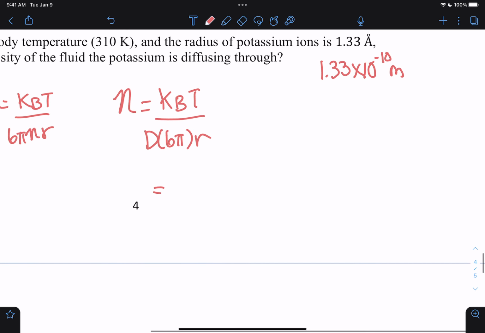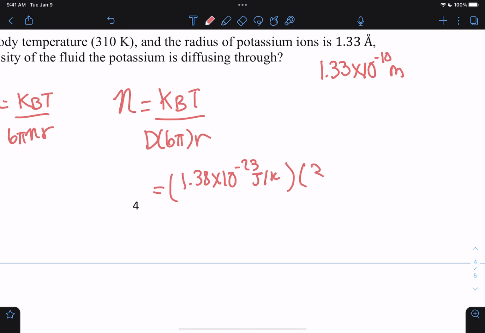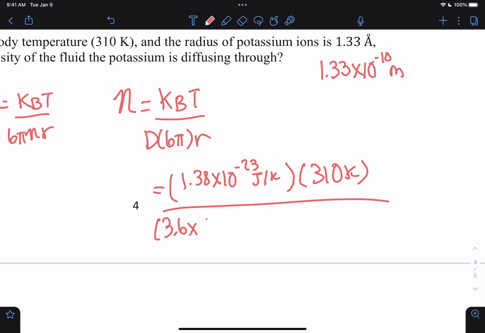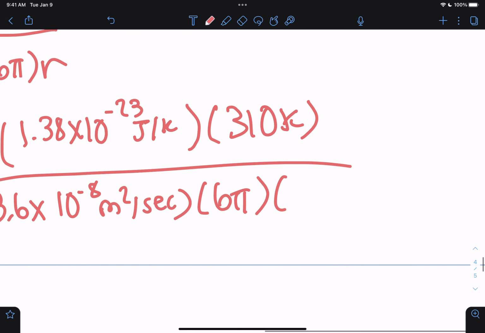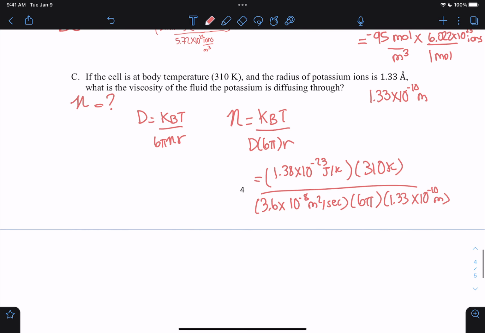So then you're left with 1.38 times 10 to the negative 23 joules per Kelvin. That's our Boltzmann's constant, times the temperature, 310 Kelvin, divided by our diffusion constant in meters squared per second. That's our SI units version, 3.6 times 10 to the negative 8 meters squared per second, times 6 pi, and then times the measurement in the radius in SI units, which is 1.33 times 10 to the negative 10 meters, which is the 1.33 angstroms.